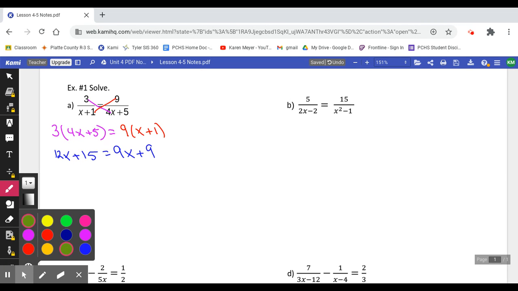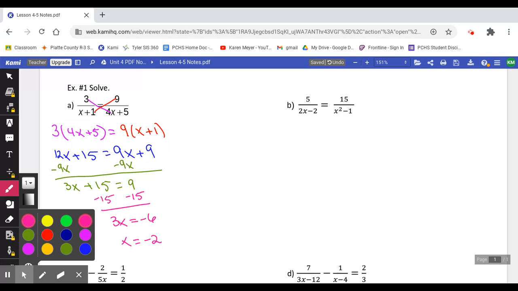So I'm just going to start by, solve for x, not solve for 9. I'm going to start by subtracting 9x over. So 3x plus 15 equals 9. And then I'm going to subtract the 15. So I get 3x equals negative 6. And if I divide, I get x to equal negative 2.